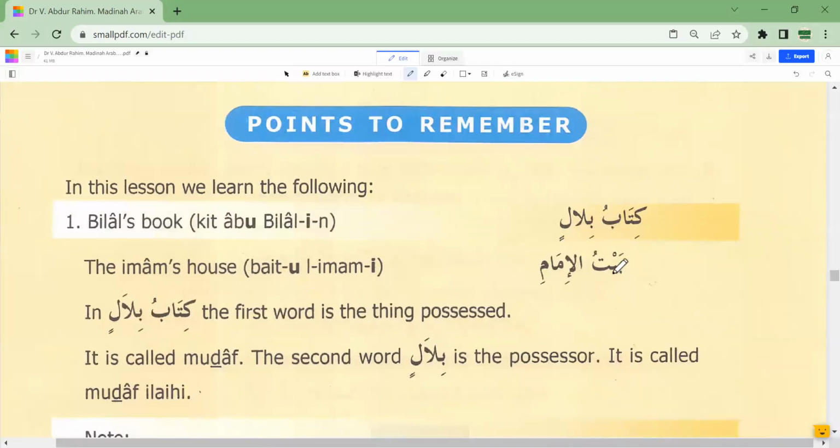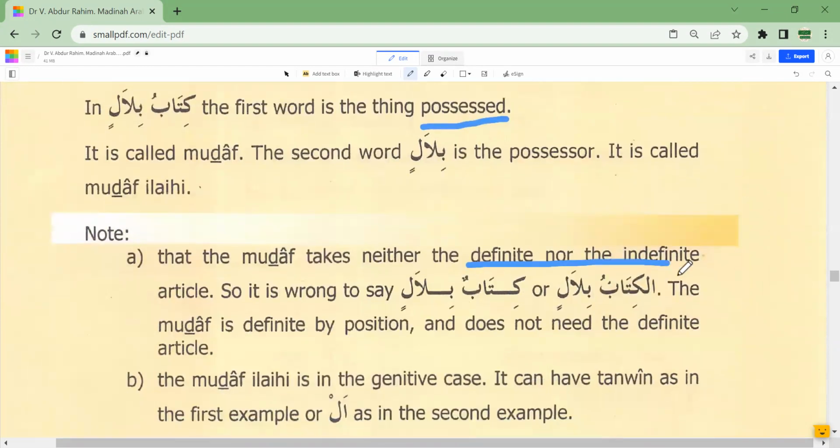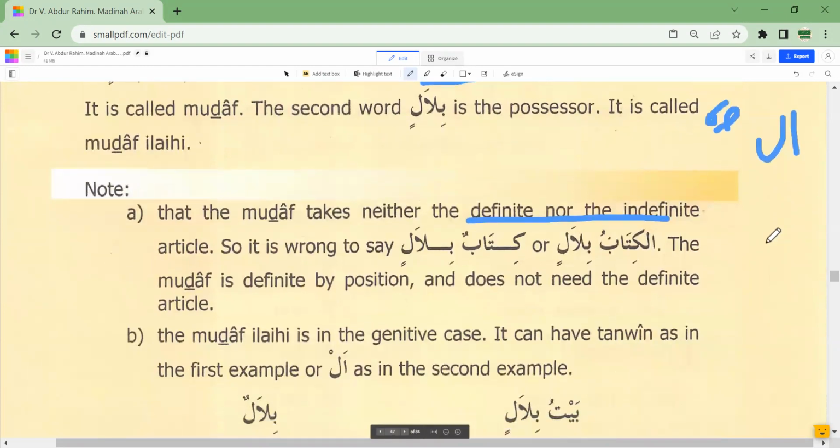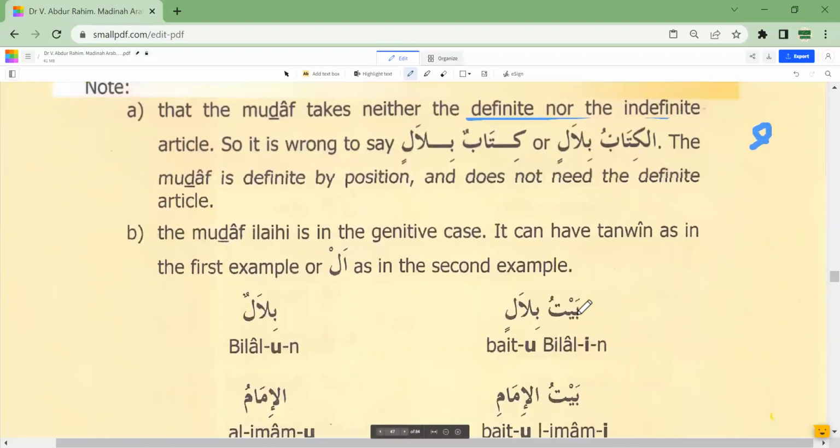Yes, so here we learned in this lesson about the possessive form, right? When something belongs to someone, the first word is called mudaf, and the second is the mudaf ilay. Mudaf is neither definite nor indefinite. It does not have alif lam and it does not have tanween either. It's called ghair munsarif. It has just a single haraka, and it's always marfu, except if there's something before it, like a harf of jar, then it will become majroor.